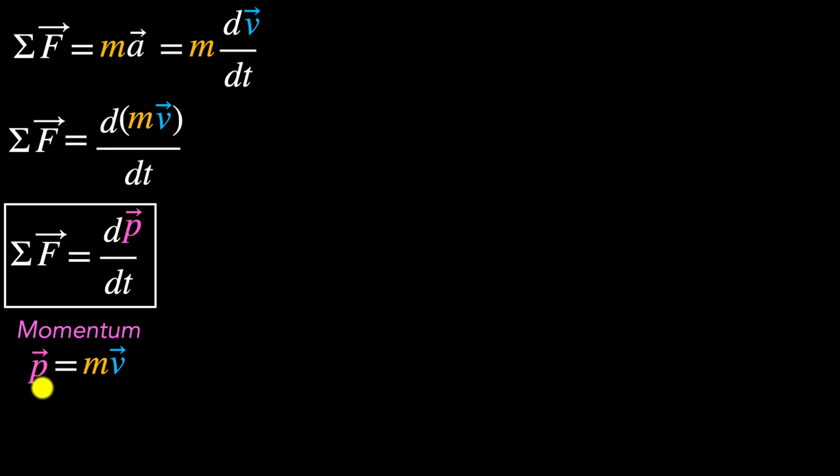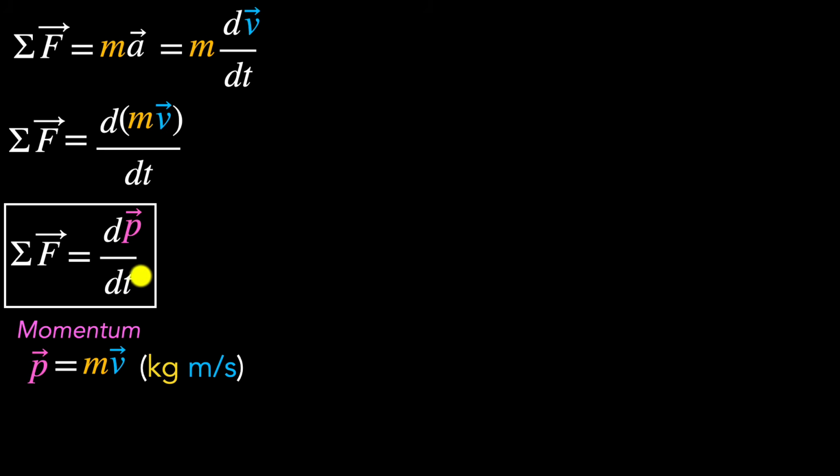Notice that it's a vector quantity and it has the same direction as that of velocity. And what is the unit of momentum? Well, it's just the unit of mass times unit of velocity, so it's kilogram meters per second. So this equation says that the net force acting on an object equals the rate at which its momentum is changing. Notice that this is the same thing as F equals ma, so this is literally Newton's second law.